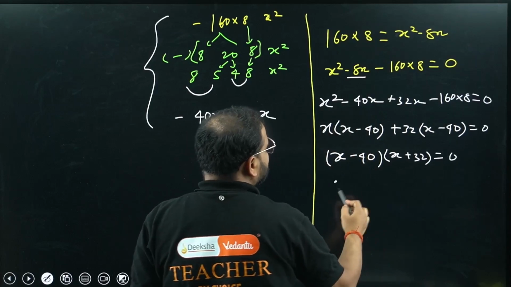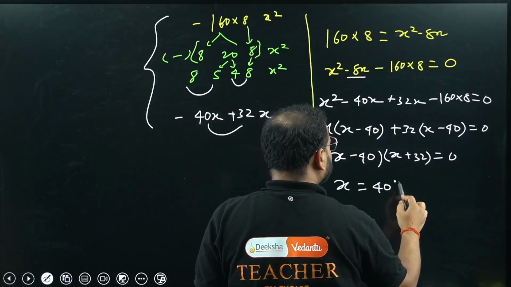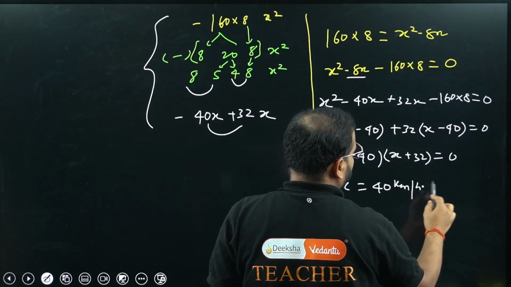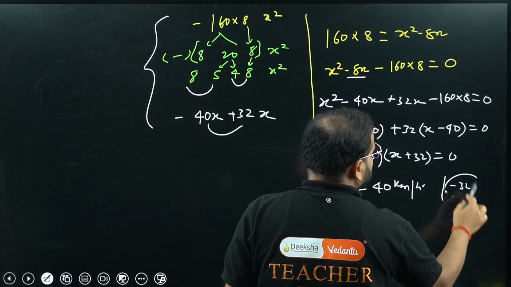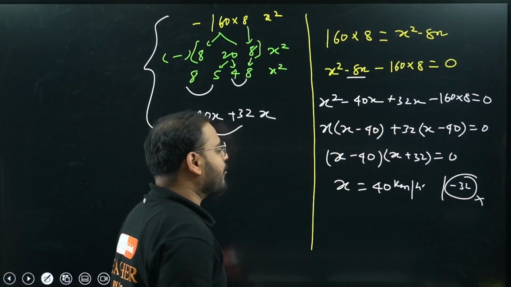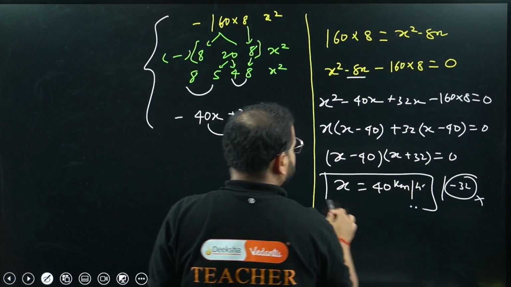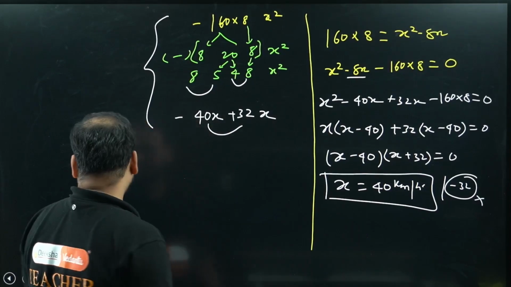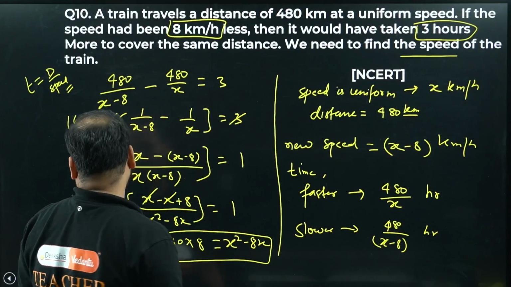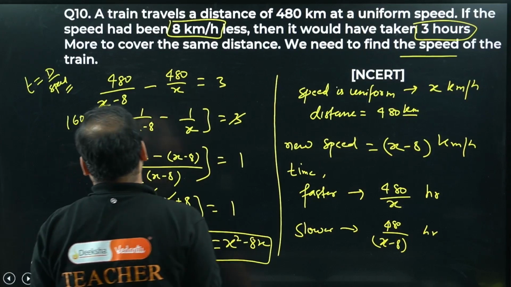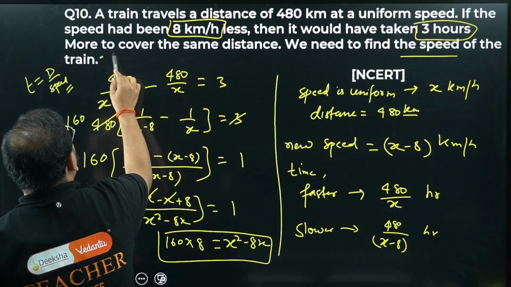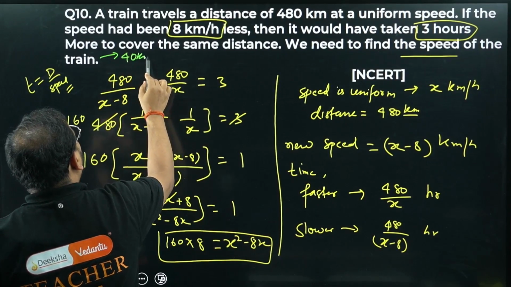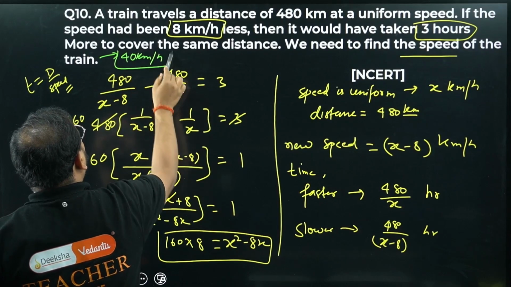So I have two values of x: 40 kilometers per hour or minus 32. Speed I cannot take as negative. My answer will be what? 40 kilometers per hour. This is the uniform speed of the train that they were asking. The answer is 40 kilometers per hour.